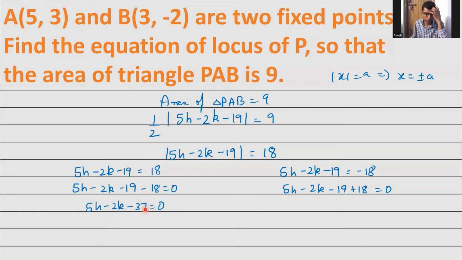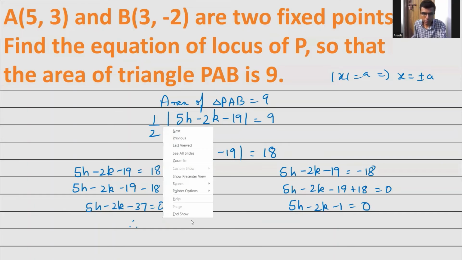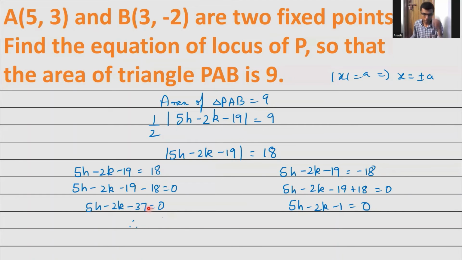Again, as I told you, you can refer to that addition of integers video to see how to add plus and minus whenever numbers are like this. So 5h minus 2k minus 1 is equal to 0. Therefore, you need to multiply these two equations. You should represent it in that form. So here you would get 5h minus 2k minus 37 into 5h minus 2k minus 1 is equal to 0.